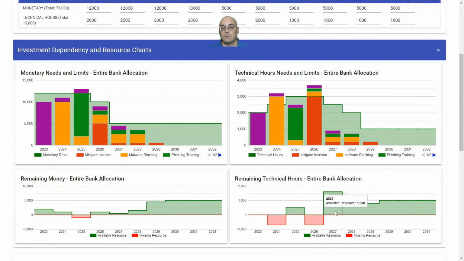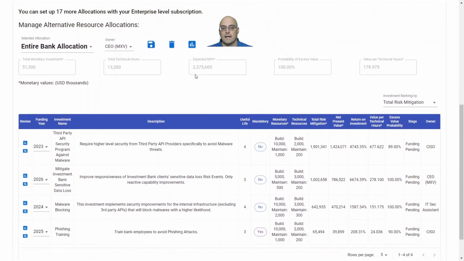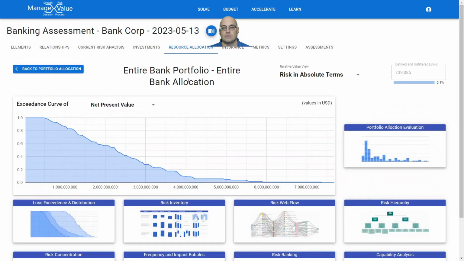You can also see from a technical resource perspective that there are some years where there are not enough technical resource people within the organization to execute all of them. We are going to talk about these resource allocations also in another topic. However, once we get to a decision around what investments we're going to fund and when to fund those, clients can get into the analysis of the portfolio.